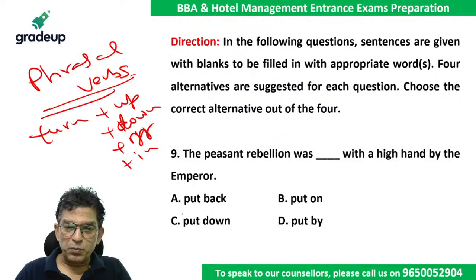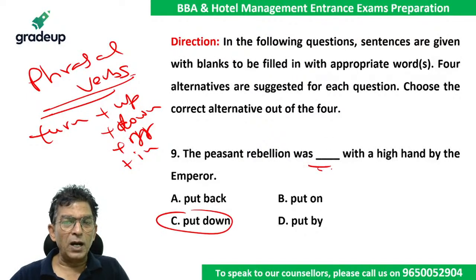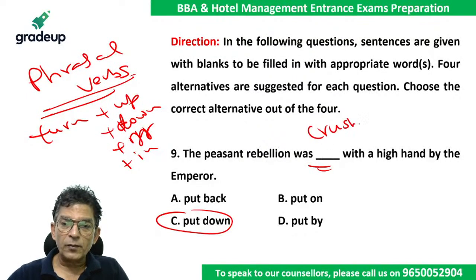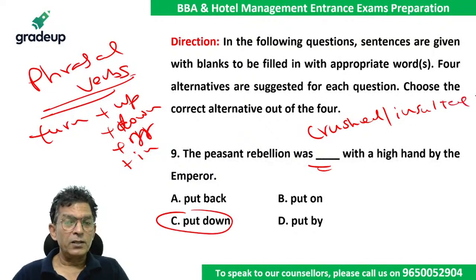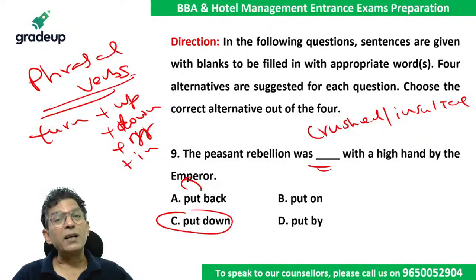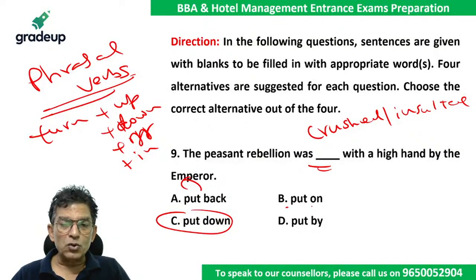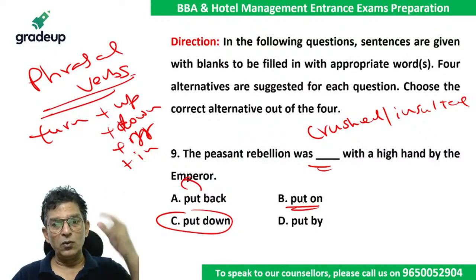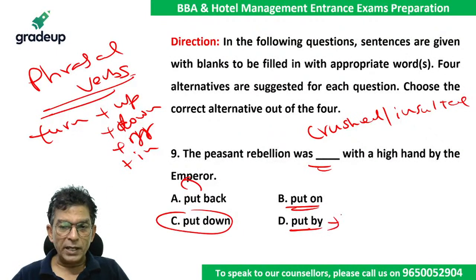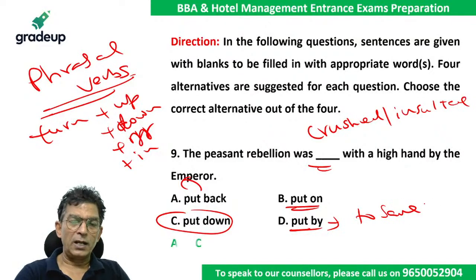Very good. It is put down. If something is put down, it is crushed or insulted. Okay. Put back is suffering a setback, or we actually postpone something. Put on is to wear. And put by means to save. Okay. So the answer is C.